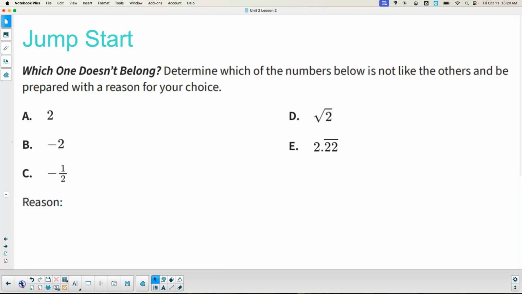Okay? So what I would like you to do now is just in your tables, look at these 5 numbers and tell me which one doesn't belong. I'll give you 2 minutes. You don't need to pause the video. I'll keep the timer on here. 2 minutes to figure out which one doesn't belong and why.